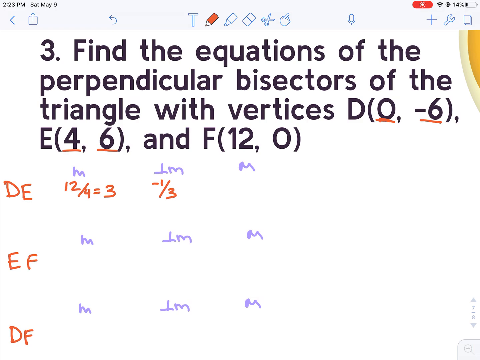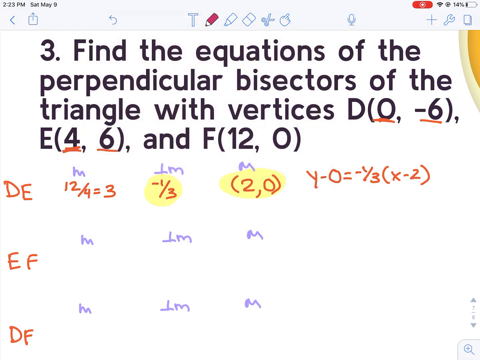My midpoint then, 0 plus 4 is 4, cut in half is 2. Negative 6 plus 6 is 0, cut in half is still 0. I use this midpoint and that slope in point slope form. So I'll have y minus 0 equals negative 1/3 times x minus 2.